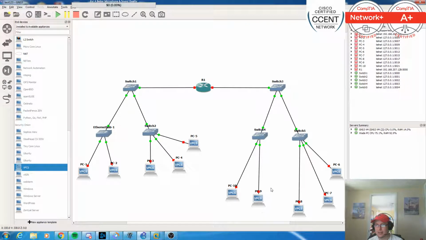We've got 11 right here. Then we've got 12 right here. Then we've got 13 right here. And then we've got 14 right here. So we have 14 collision domains.